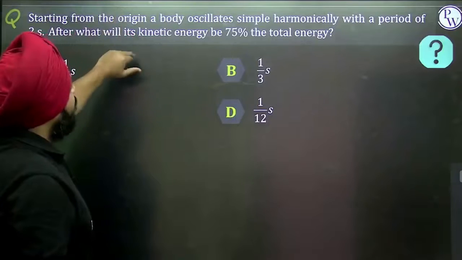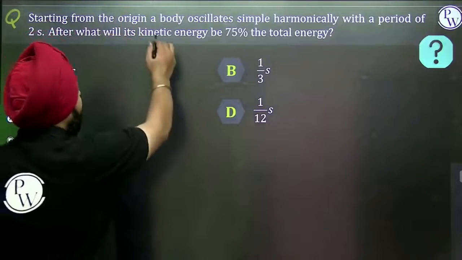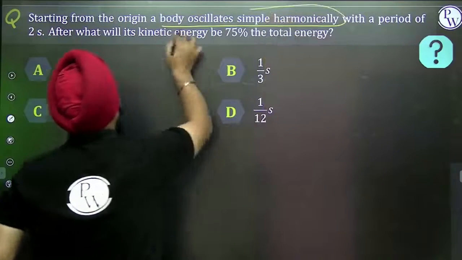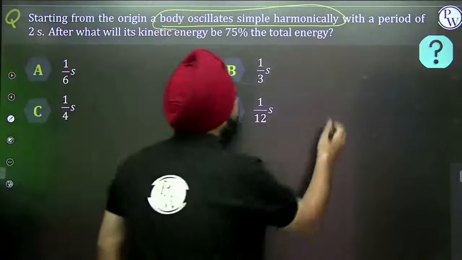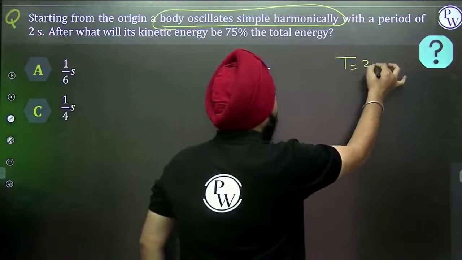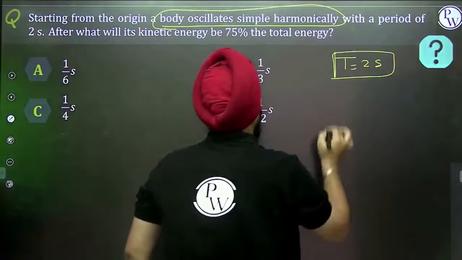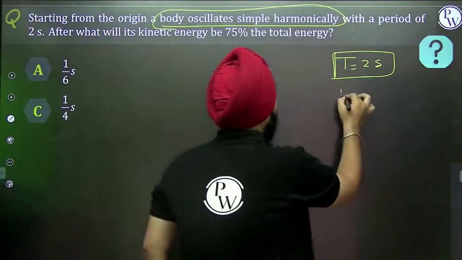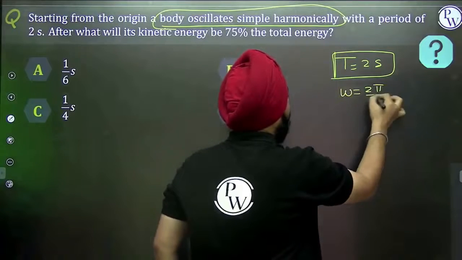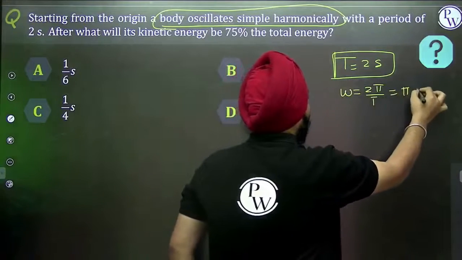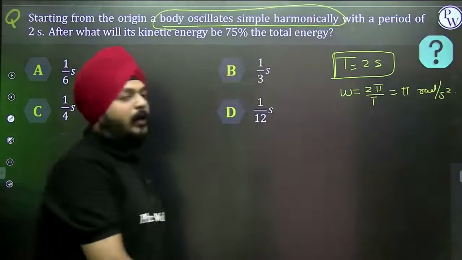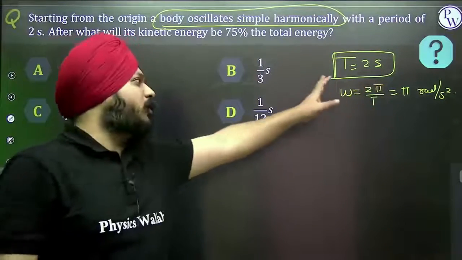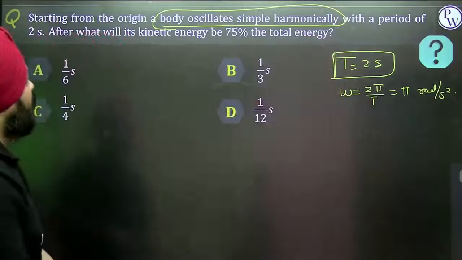Starting from the origin, a body oscillates simple harmonically. They have said the particle is performing SHM with a time period of 2 seconds. Now see, the time period is given as 2 seconds. So first of all, let's calculate the omega. Omega is equal to 2 pi by T, so it is equal to pi radian per second. Whether it is going to help or not, we calculated it.